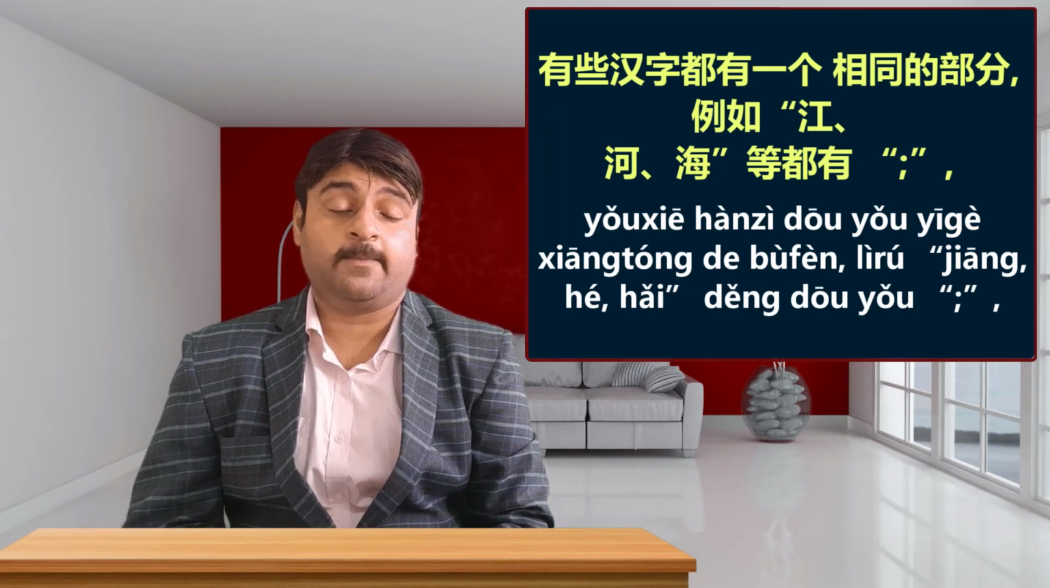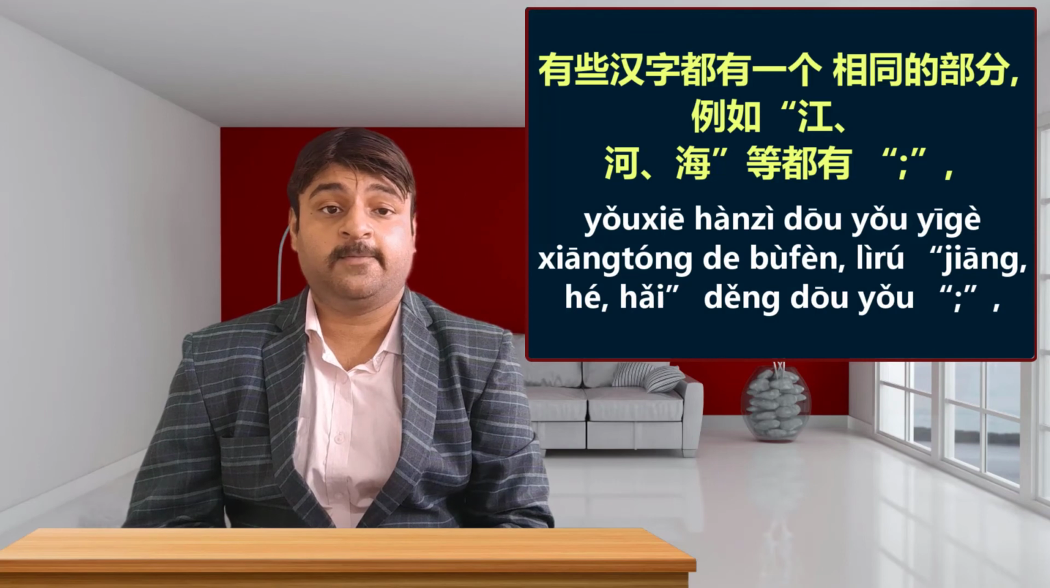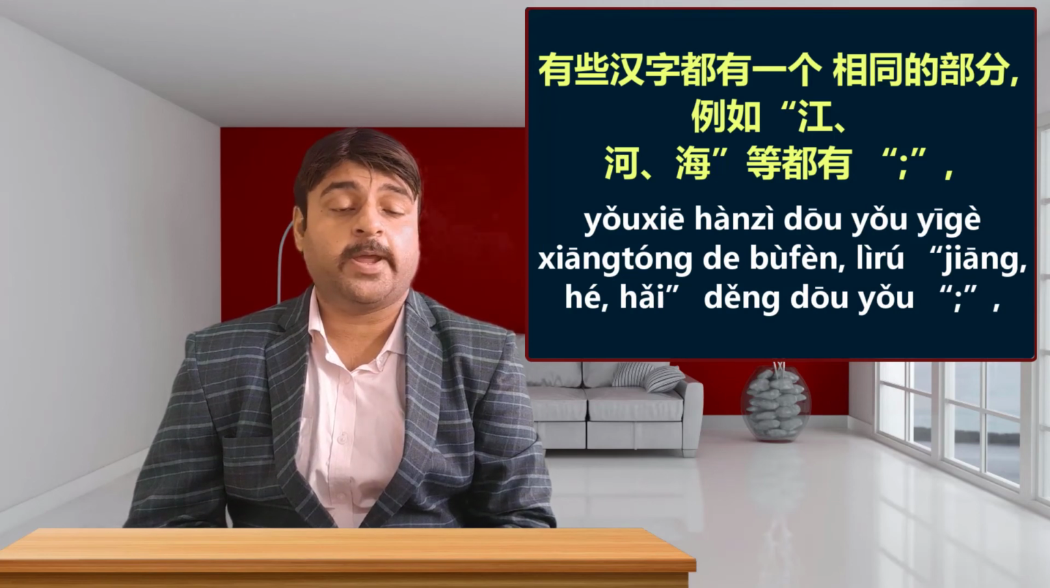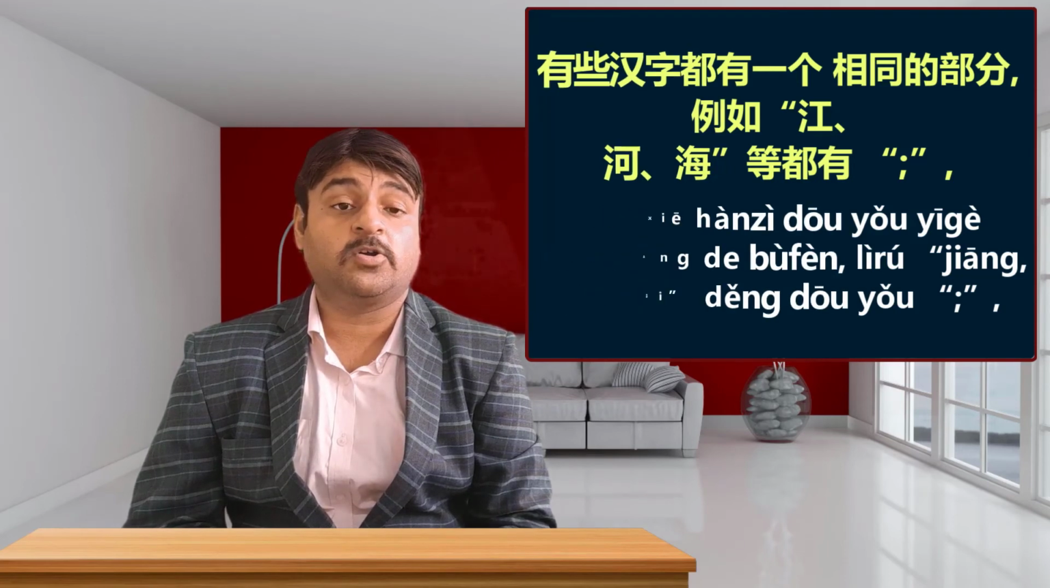For example, these three words: 江 river, 河 river, 海 sea or ocean. These three words have one part in common, the left part, which is called the water radical, shui. All these words have a common part, the left part, which is called the water radical.